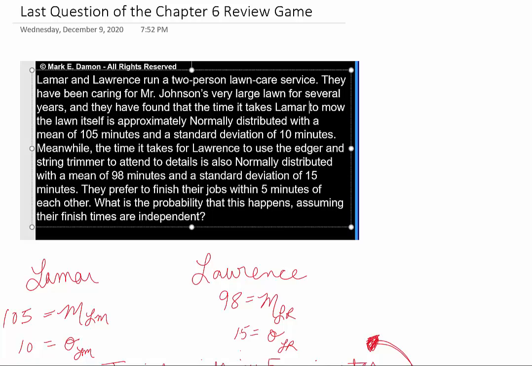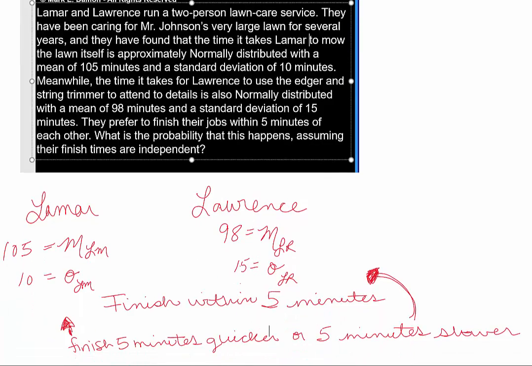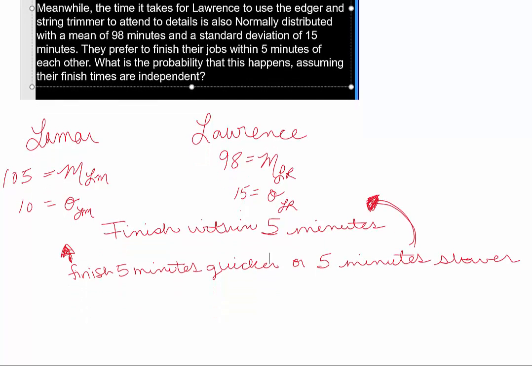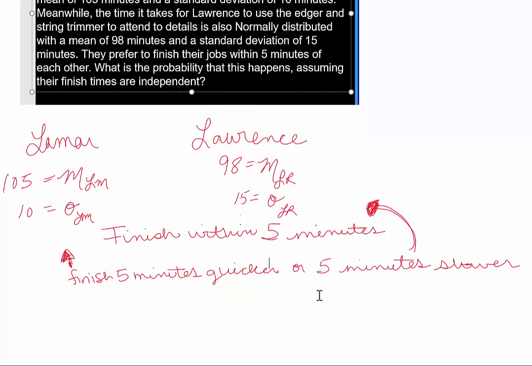Okay, first thing, after looking through this problem, it's got a lot of information. So the very first thing to do is sort out, okay, we have Lamar, we have Lawrence, and I listed what their means and standard deviations are, and that the goal is for them to finish within 5 minutes of each other. So one can finish 5 minutes quicker and one can finish 5 minutes slower. A couple things that we need is the difference between the two.